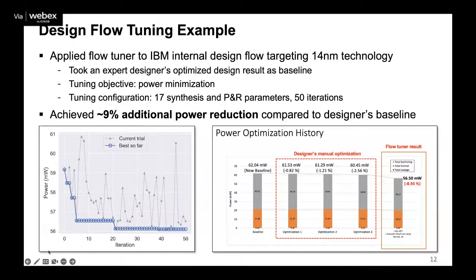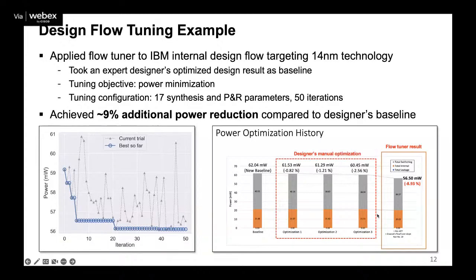And the y-axis is the measured power consumption. And as you can see, as it progresses, the tuner can reduce the power efficiently, eventually, like this. And if you see this power optimization history graph on the right side, compared to the designer's baseline, the designer was able to optimize the power manually, like in the first iteration, less than 1%, second iteration, about 1.2%, and third iteration, about 2.5%.